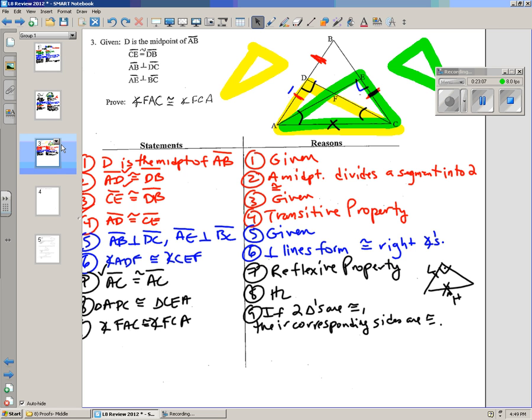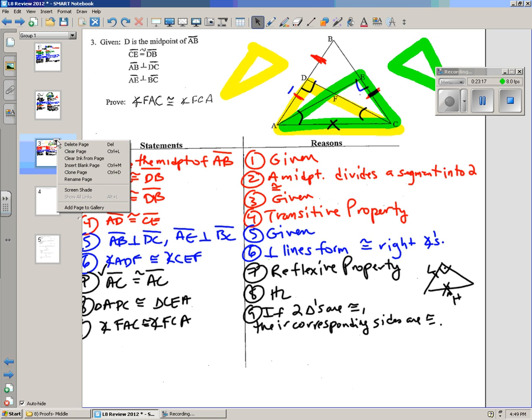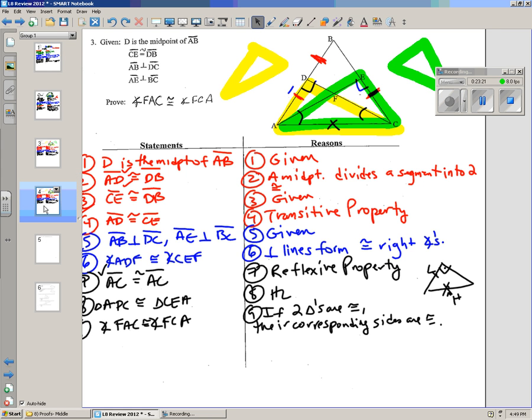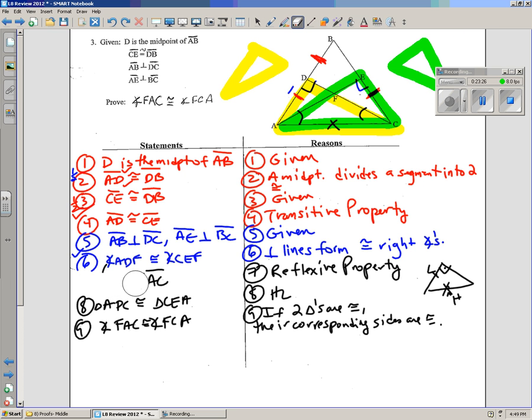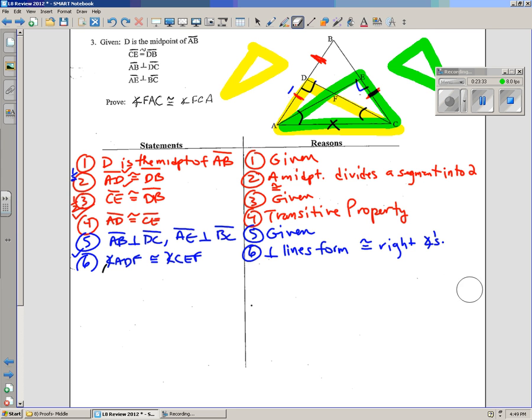I'll clone this page. Whoops. Clone it. Whoops, I didn't mean to do that. Smartboard's off a little bit. Undo the add page. I want to take this, clone it, and I'm going to come back to this part here. I'm going to do this a little differently. So instead of using these triangles, let's throw these away for a minute.